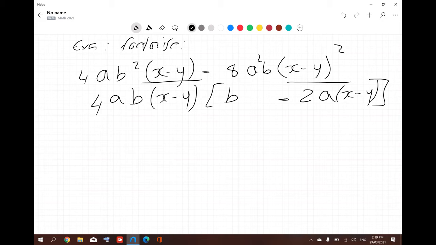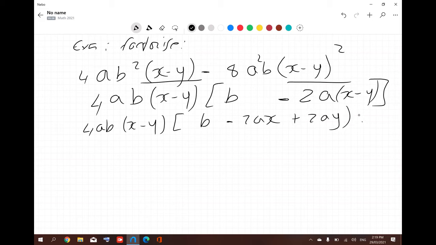Yes. And if you want to expand this one, I can simply say this will end up as 4ab outside of x minus y bracket b, and then minus 2a times x is minus 2ax, negative 2a times negative y is positive 2ay, and then I get these 2 brackets. This is how to use the highest common factor as a way or a method of factorization.